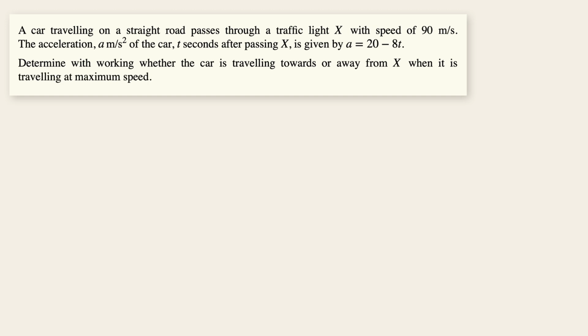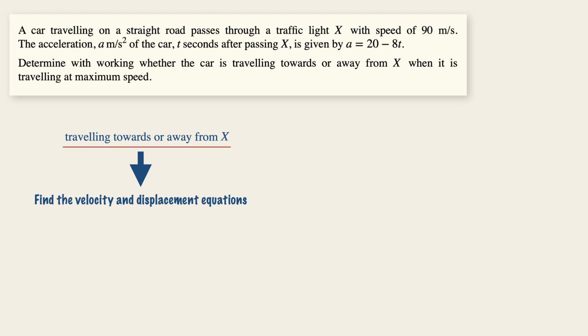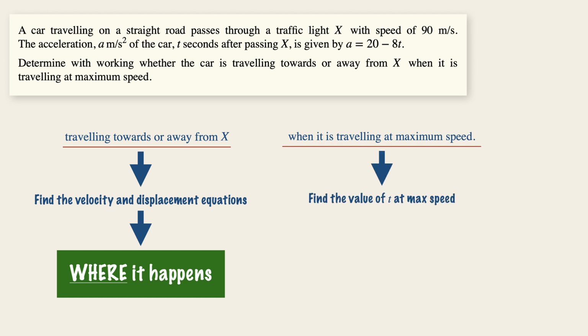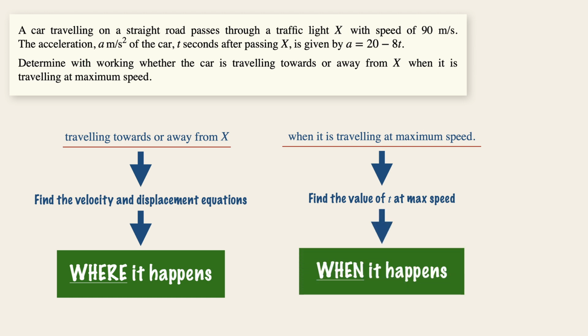Now there are two key phrases to take note of. Number one, traveling away or towards. For this, we need to find the velocity and displacement equations to help us understand where exactly this happened. More on that later. The next key phrase to take note of is when it is traveling at maximum speed. If we can find the value of t at which the maximum speed occurs, it will tell us when exactly this situation happened.